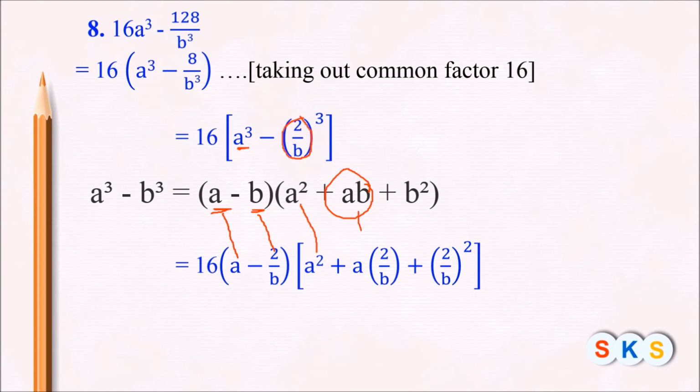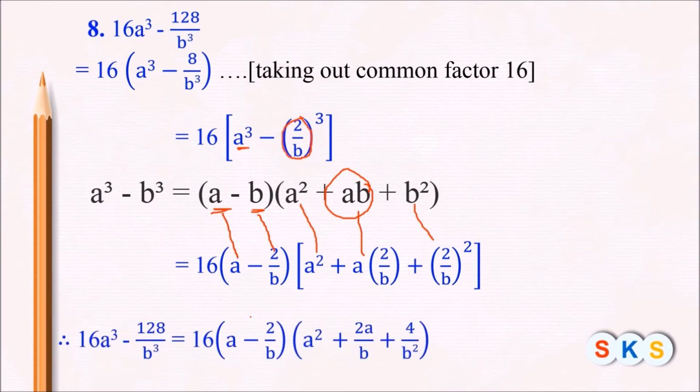Now we will simplify further. So let's see what we will get. So we will get here 16 in a bracket, a minus 2 upon b, into a square plus 2a upon b plus 4 upon b square.